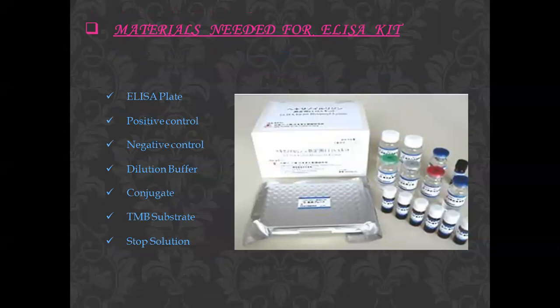The materials needed for this ELISA kit are: ELISA plate, positive control, negative control, dilution buffer, conjugate, TMB substrate, and stop solution. These are available in a ready-made kit.